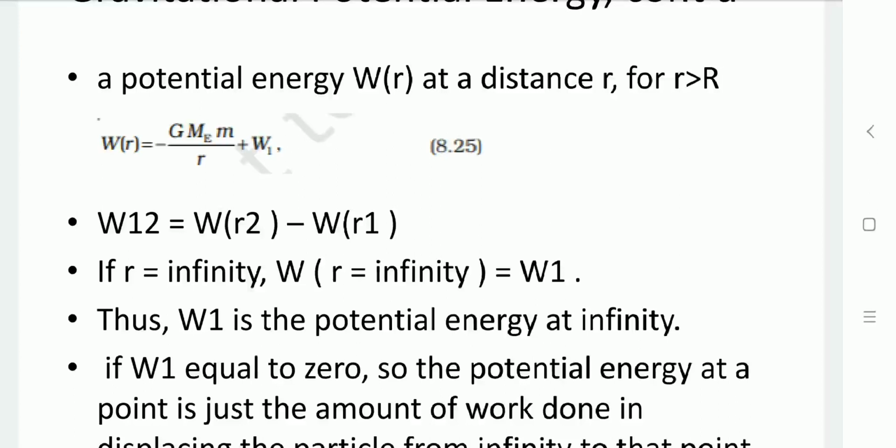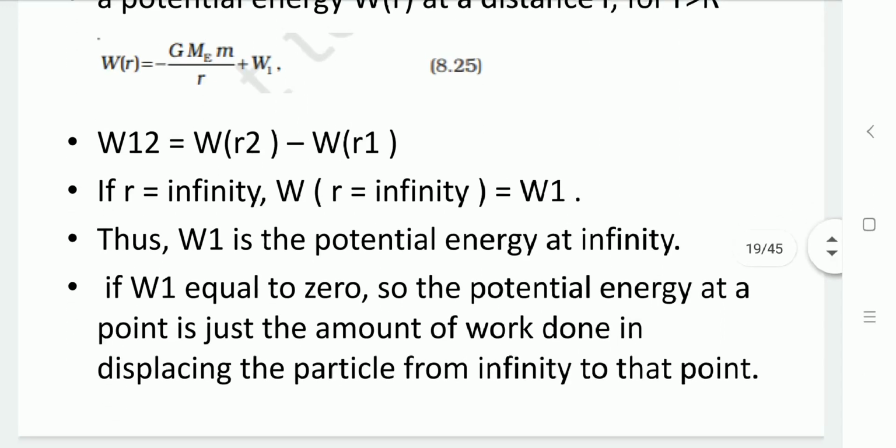And if this point R is at infinity, let us take W(R) at infinity equal to W1. So W1 is the potential energy at infinite distance. If we take W1 as 0, then the potential energy at the point is just the amount of work done in displacing the particle from infinity to that particular point.